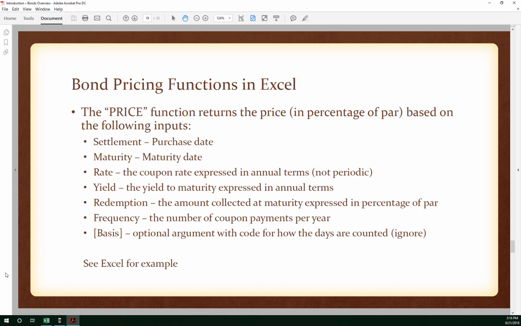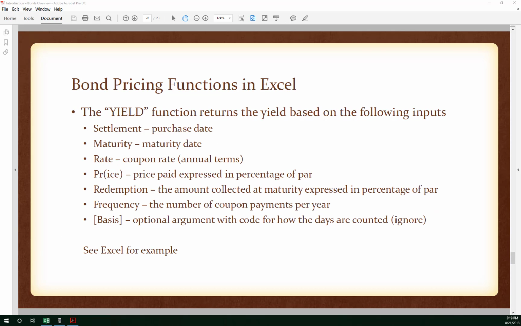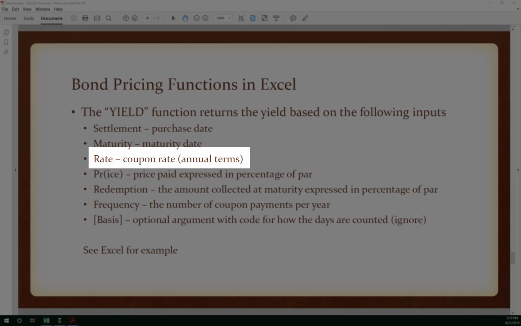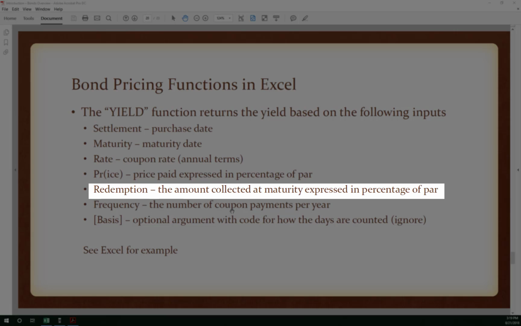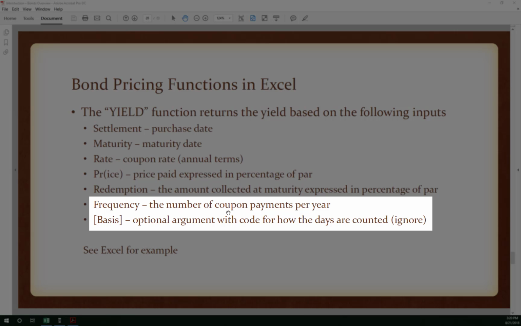Next, let's look at the yield function. So the yield function is going to return the discount rate, the yield to maturity, or depending on the context, it might be the yield to call or various other yields that we could be interested in. The arguments are going to be very similar to the price function. So we have the purchase date, the maturity date, the coupon rate, again expressed in annual terms. There's a PR if you're looking in the description of the arguments in Excel. That's going to be the price, again expressed in percentage of par. Redemption is the amount collected at maturity, expressed once more in percentage of par. And then the frequency and basis, just like with the price function.